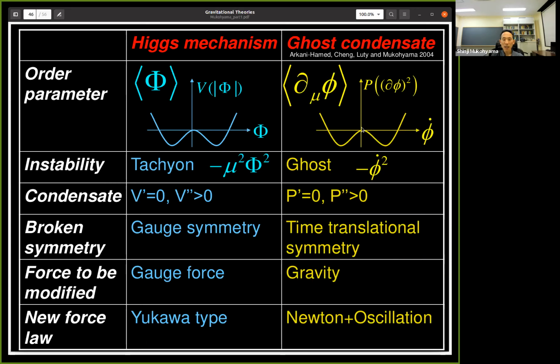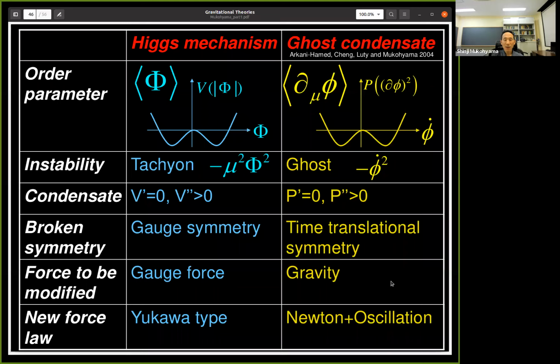Then actually this part is unstable, so we cannot live there. But we can live here and here, where the first derivative is 0 and the second derivative is positive. In the case of the Higgs mechanism, this field is charged under gauge symmetry, so the gauge symmetry is broken spontaneously and the gauge force is modified. Similarly in the ghost condensate, the derivative of the scalar field gets an expectation value. As a result, time translational symmetry is broken spontaneously and gravity is modified. This is the basic idea.